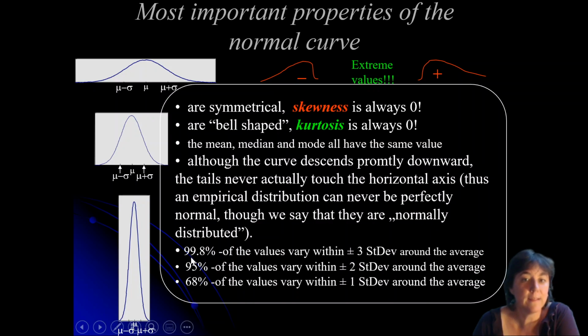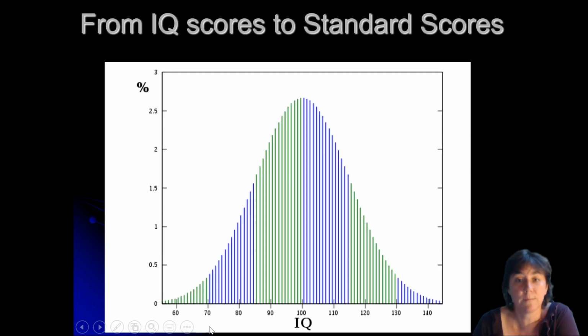Nonetheless, we can say that 99.8% of the values vary within only 3 standard deviations around the average, and 95% of values vary between 2 standard deviations plus and minus, and the same is true for 68% for 1 standard deviation. We will use these numbers. These are very important numbers. They will be spelled out on the formula sheet, and we will make some calculations using these numbers.